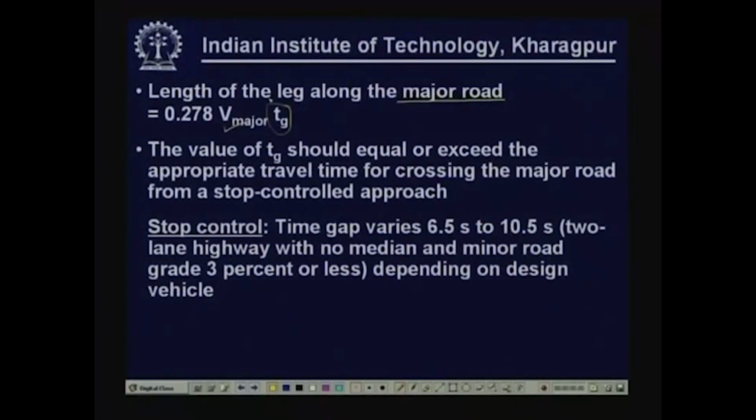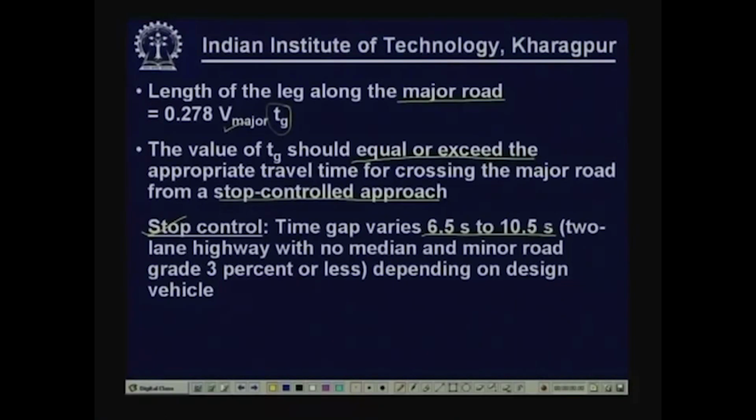Now, remember that the value of Tg should equal or exceed the appropriate travel time for crossing the major road from a stop controlled approach. A similar approach was also used for stop controlled intersection. Whatever was the value for t or the time in that case, in this case the value should equal or exceed that time value. Now, let us refresh our memory: what was the actual time gap?